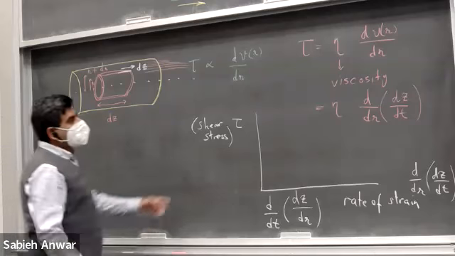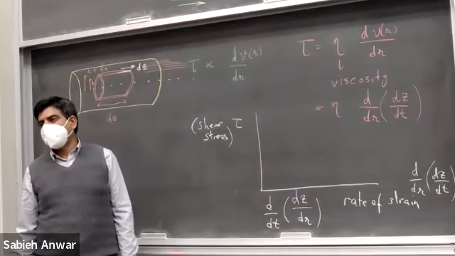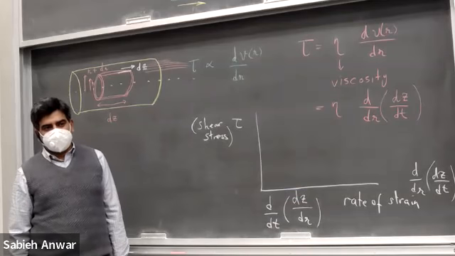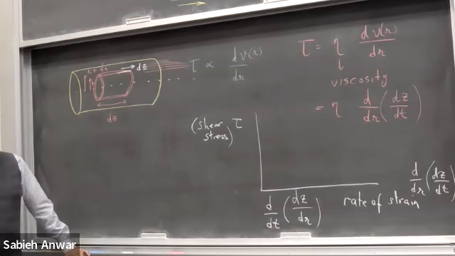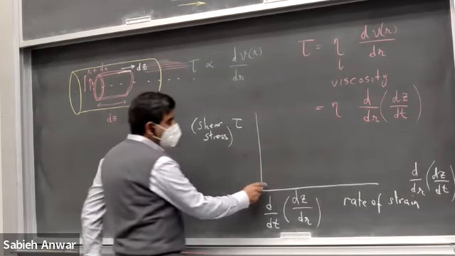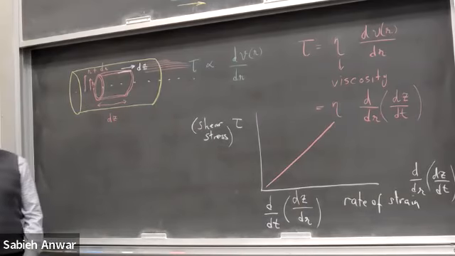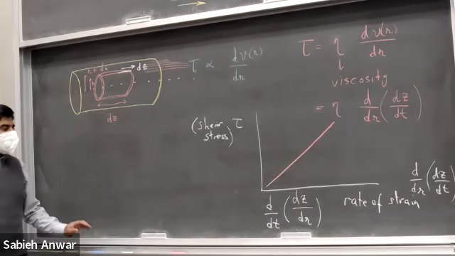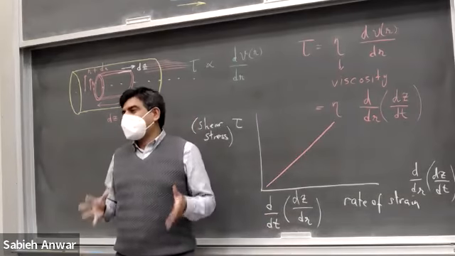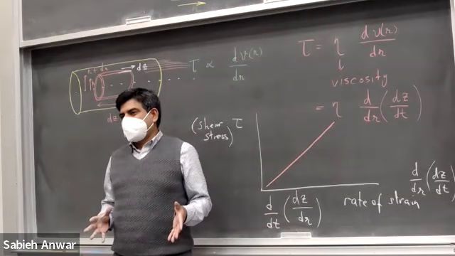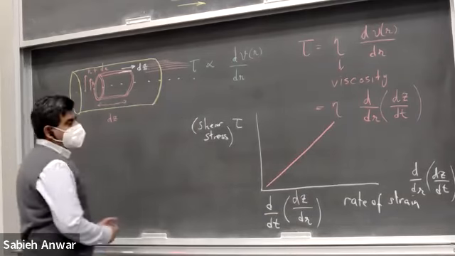Now, if I were to make a plot between tau and this object, what is this graph going to look like? A straight line. If eta were a constant, this is going to look like a straight line. So if the viscosity does not depend upon how much strain you apply, then this is an example of what is called a Newtonian fluid.